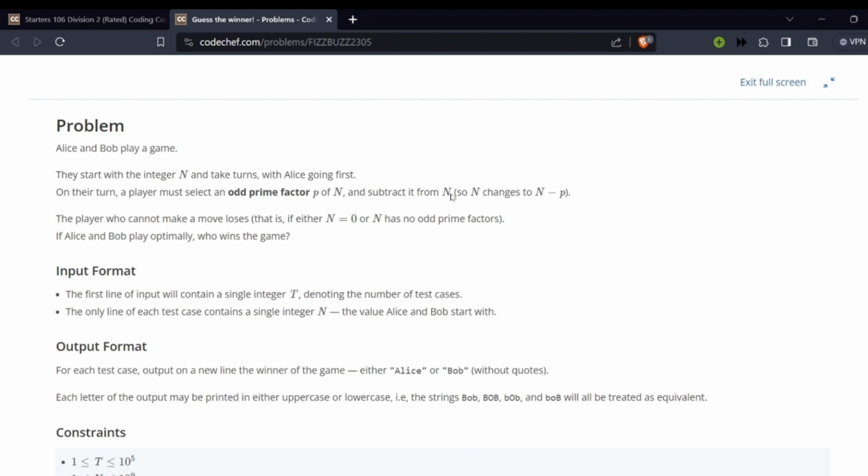In the next turn, the new n will be n minus p, and this should be continued until one is not able to make a move, which is when there's no odd prime factor or n has become 0. So the player who is not able to make a move will be the loser of the game, and we have to predict who wins the game if both are playing optimally.